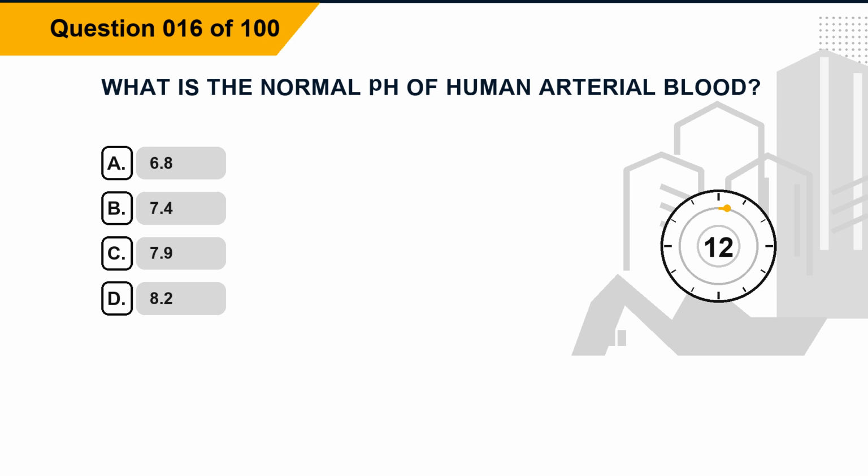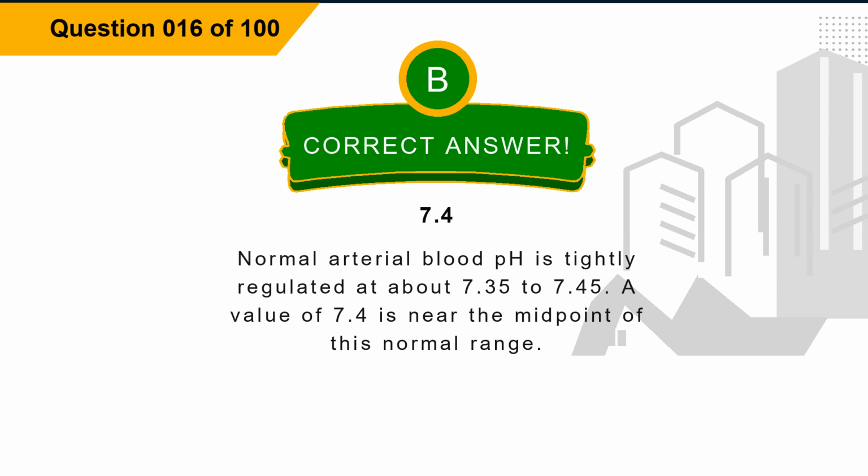Question 16. What is the normal pH of human arterial blood? Option A, 6.8. Option B, 7.4. Option C, 7.9. Option D, 8.2. The correct answer is option B, 7.4. Explanation. Normal arterial blood pH is tightly regulated at about 7.35 to 7.45. A value of 7.4 is near the midpoint of this normal range.